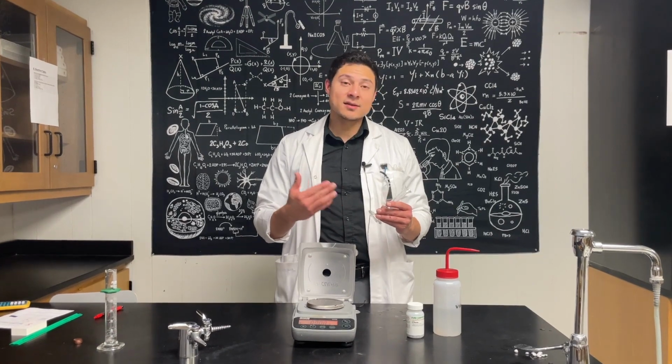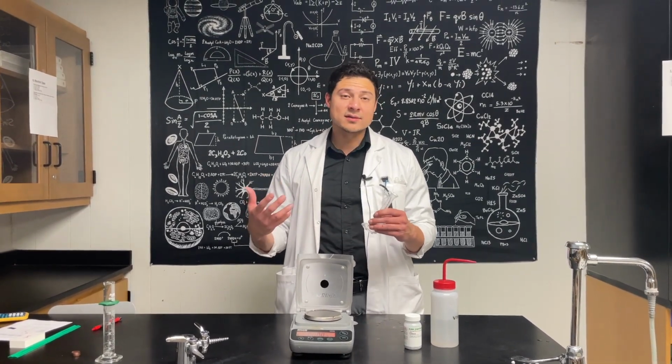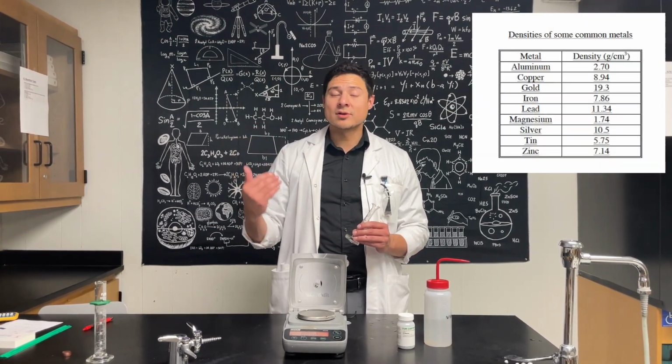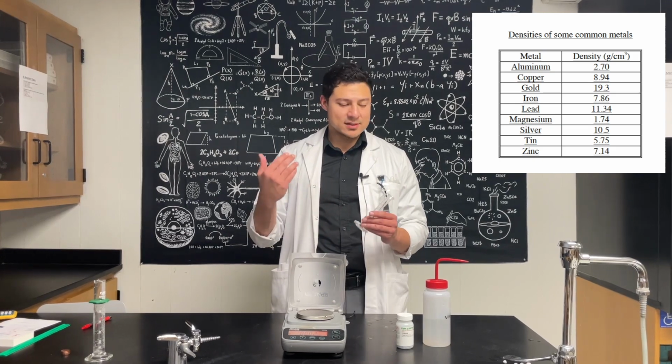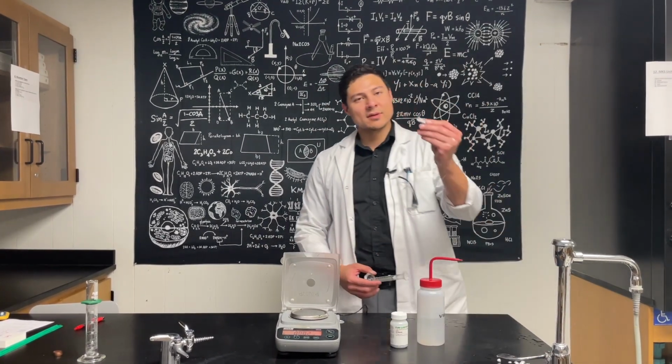So once you find the volume and you've got the mass, divide them, find the density, and try to compare it to other metals' densities and see if you can determine what the unknown piece is. Good luck.